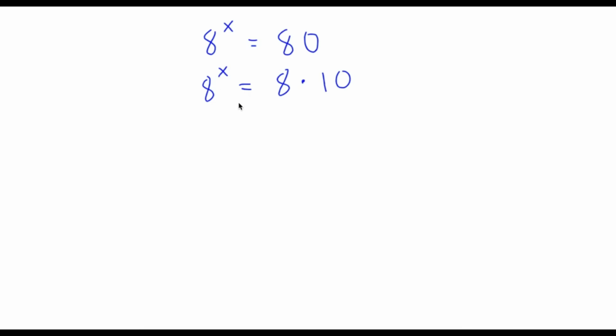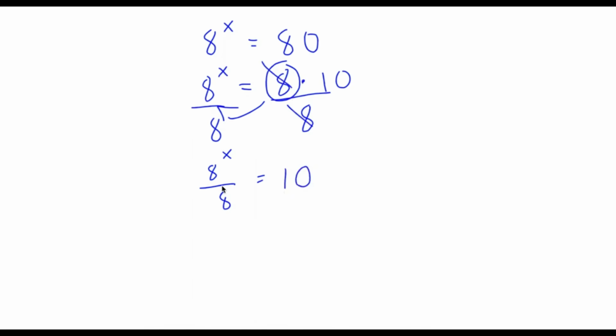Now notice how we have 8s on both sides. And what I want to do is move this 8 to our left-hand side. And the only way to do that is to divide both sides by 8. So if I divide both sides by 8, I get 8 to the power of x divided by 8 is equal to, these two cancel out, so I'm simply left with 10.